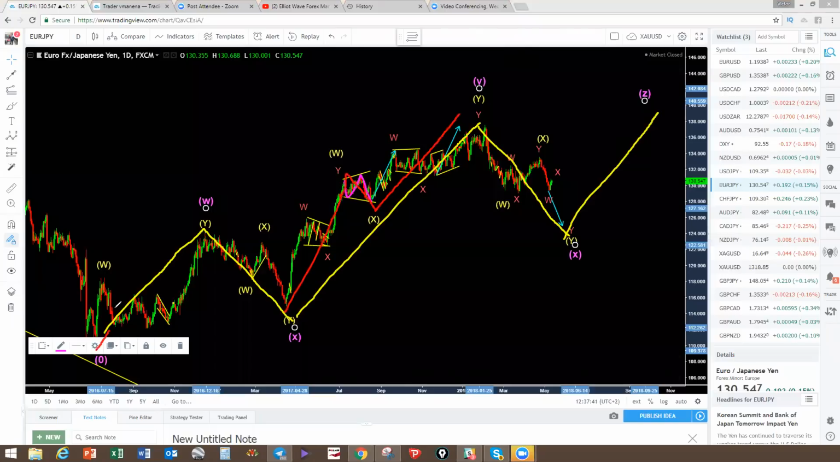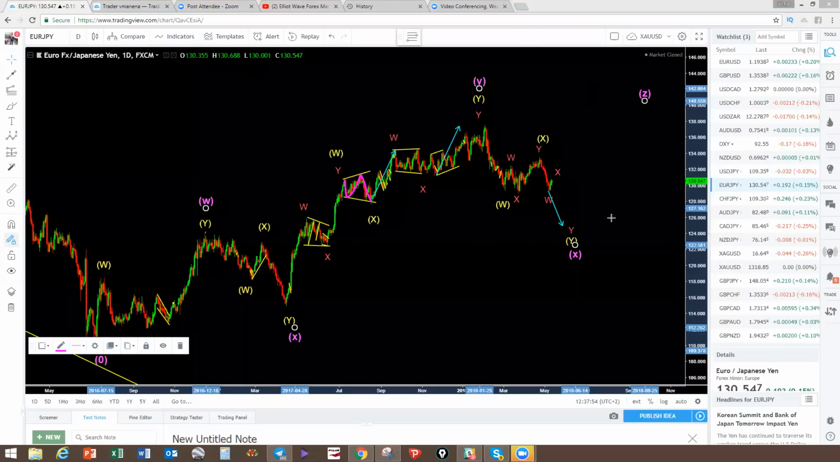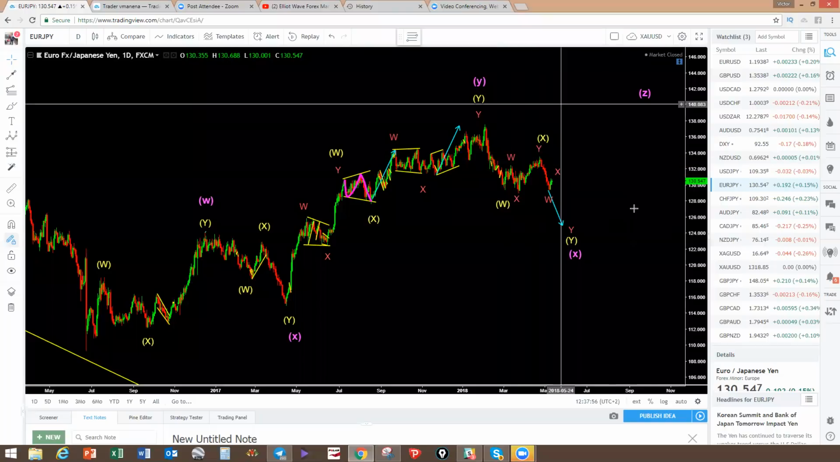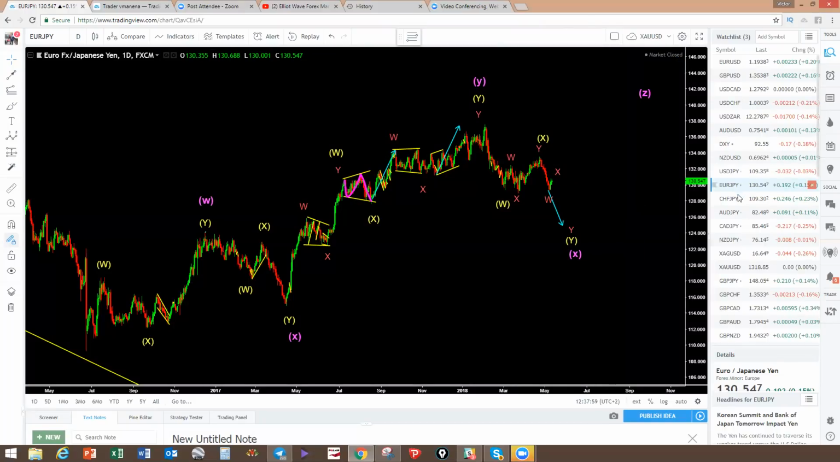I've got 3 waves here on the W. I've got 3 waves on the X. I'm expecting 3 waves to move to the upside when this completes. That's my count. Okay. Right. That's how we're looking at that one.